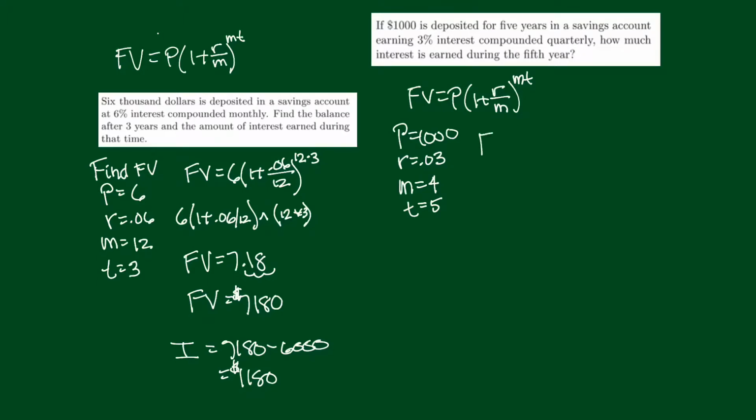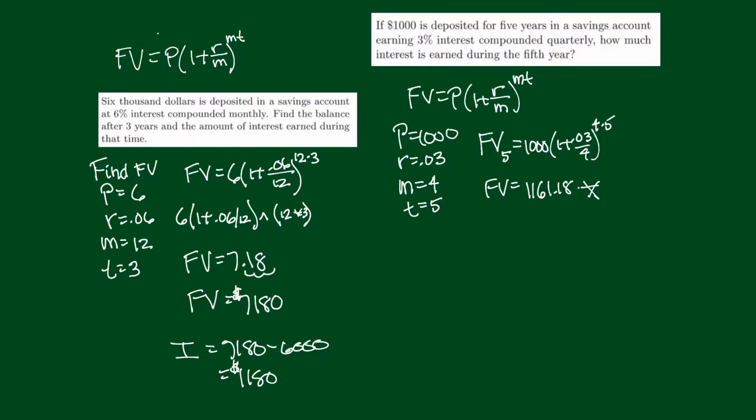So what we're going to have is the future value. Now this is going to be for after the entire 5 years. So I'm just going to put a sub 5 to remind me that's the amount of money we've made over the entire 5-year period. This is going to be 1,000 times 1 plus 0.03 over 4 raised to the 4 times 5. And I did this on my calculator, and I got 1,161.18. So in 5 years we turned $1,000 into $1,161.